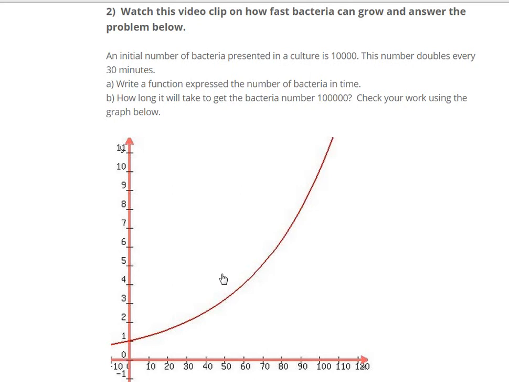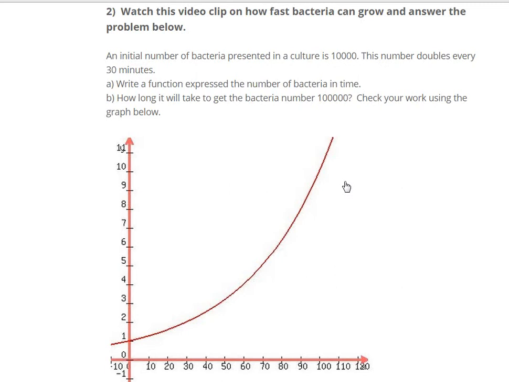Okay, I'm going to be going over another word problem here, so let's take a look at the word problem. An initial number of bacteria presented in a culture is 10,000. This number doubles every 30 minutes. Part A says write a function expressed by the number of bacteria in time.